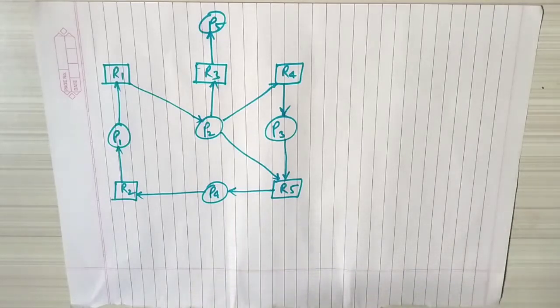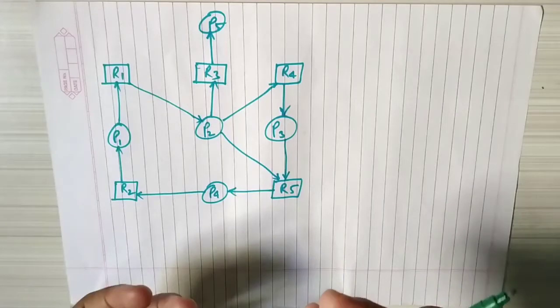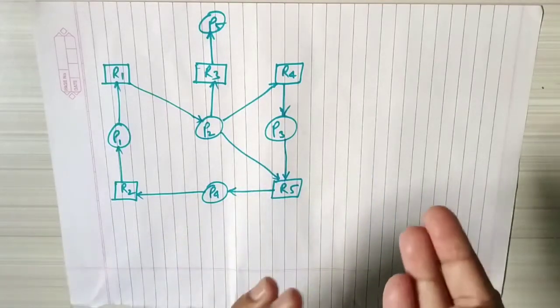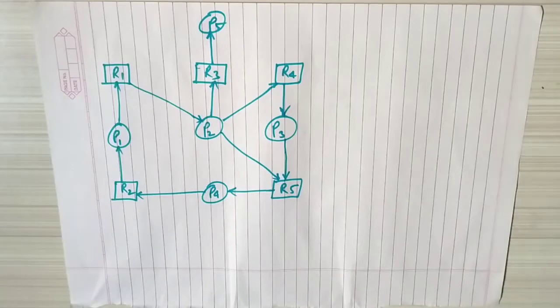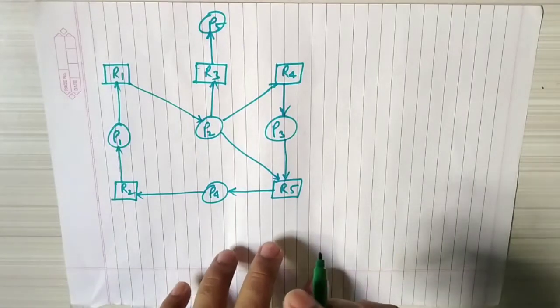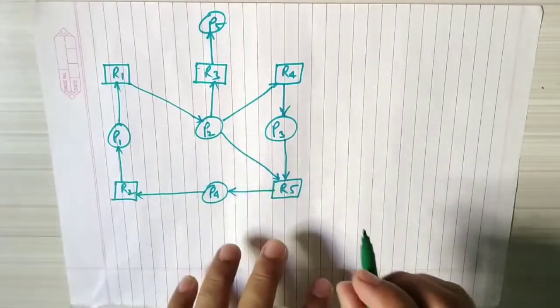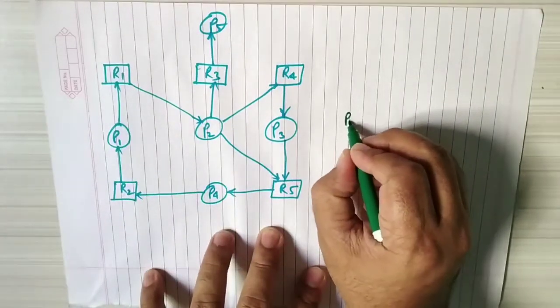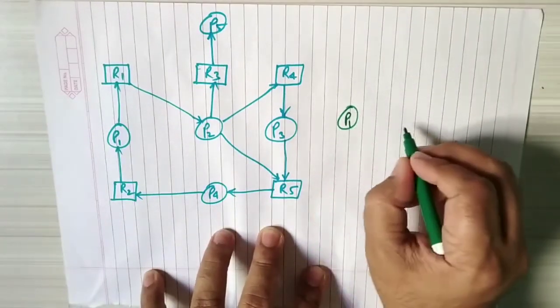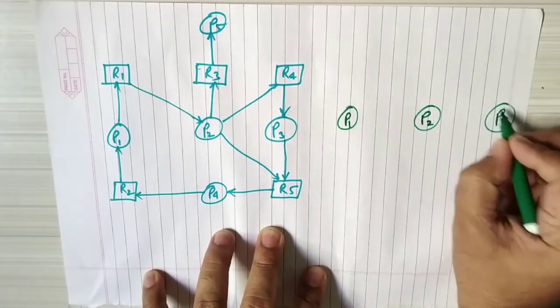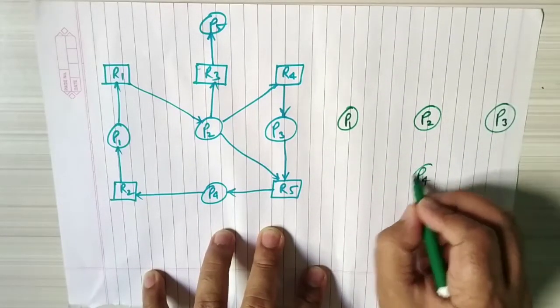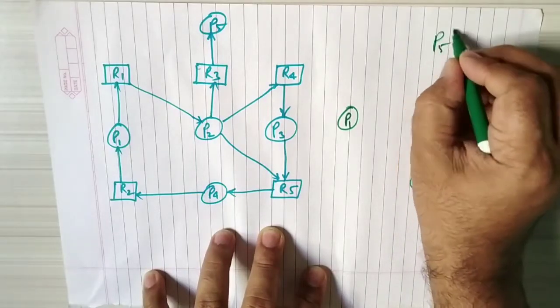Okay, so for deadlock detection we are converting this resource allocation graph into a wait-for graph. How will we convert it? First of all, we have a total of 5 processes. I'll draw them: P1, this is P2 in the same place, P3 over here, then P4 over here, and P5 over here.